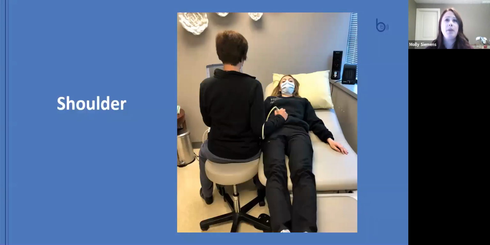Overabduction of the arm most commonly occurs when the chair or bed height isn't appropriately set. Obviously, the first thing that we want to do then is adjust the height of the chair that we're sitting on or the bed that the patient is on, ideally to a point where the arm is abducted less than 30 degrees away from our body or as close to our side as possible.